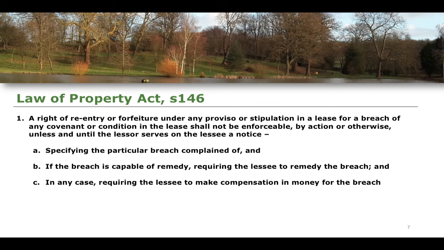So this actually allows for the existence of a remedy away from forfeiture itself. So if you have a breach of a covenant that is not the non-payment of rent, that is a separate issue. But when it comes to any other kind of breach of covenant, you should send them a Section 146 notice. And then that notice shall specify the breach in question, specify if there is any remedy for that breach that could essentially save the tenancy agreement, and then in any case, there would be a requirement for the lessee to pay some kind of compensation in money for said breach.